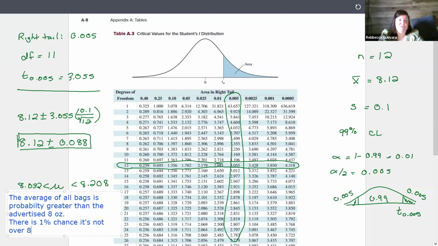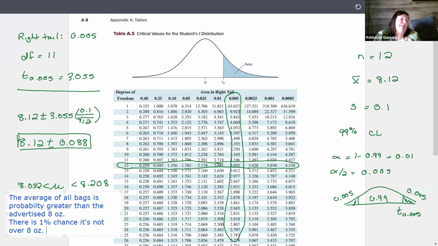This doesn't mean that all bags are over 8 ounces. This means that if I took all the bags and found the mean, it is over 8 ounces. So a large proportion of my bags actually contain more than 8 ounces of chips. Or sorry, more have over 8 ounces than have less than 8 ounces.